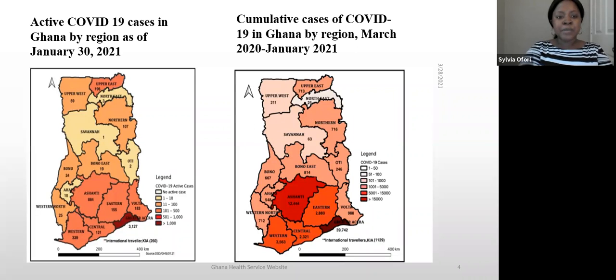So this is the map of Ghana, which is the study site for this study. And looking at this map, you can see that there seems to be a disparity in how cases of COVID-19 are distributed across the 16 regions of the country.